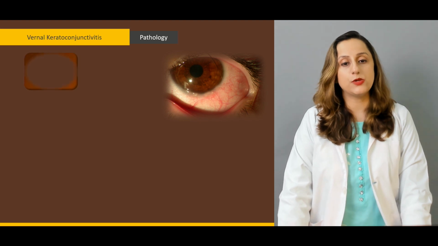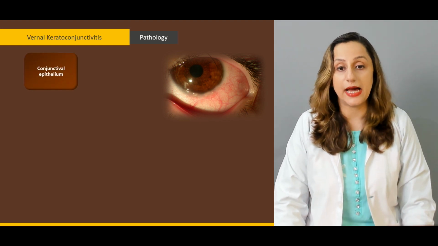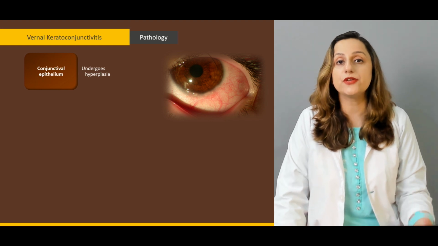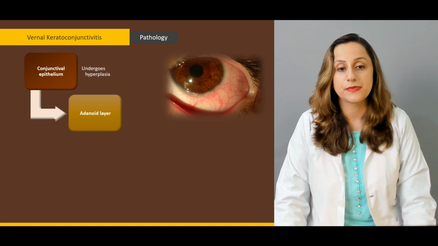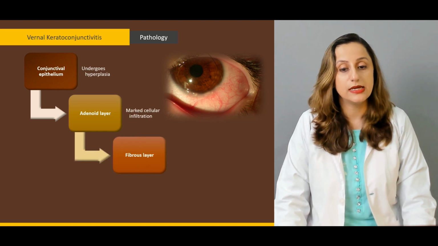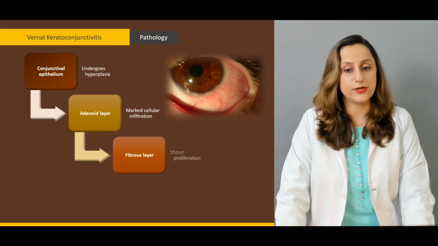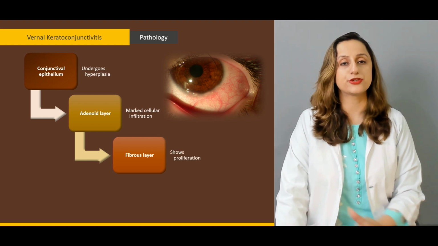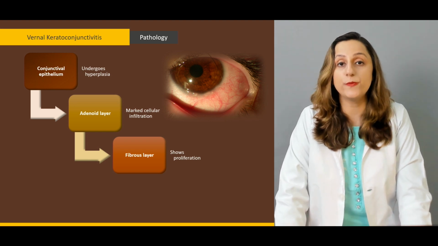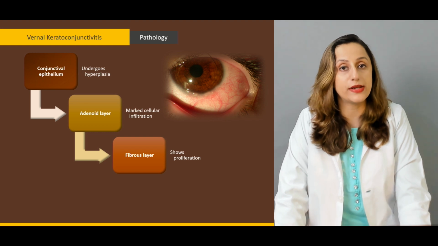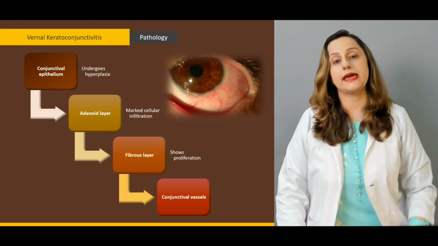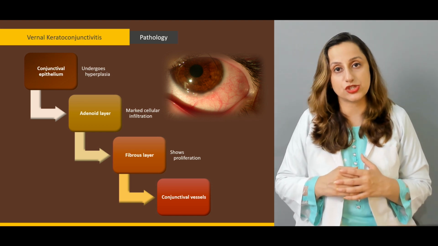The pathology would relate to the conjunctival epithelium. It basically undergoes hyperplasia whenever this inflammatory reaction is happening to the patient. The adenoid layer would have a marked cellular infiltration. Moving on, we have a fibrous layer. We've already studied the histology of the conjunctiva, and knowing the histology, we know that it has four basic layers: the epithelium, the adenoid, the fibrous layer, and then we have the conjunctival vessels, which are lying at the innermost layer of the conjunctiva.